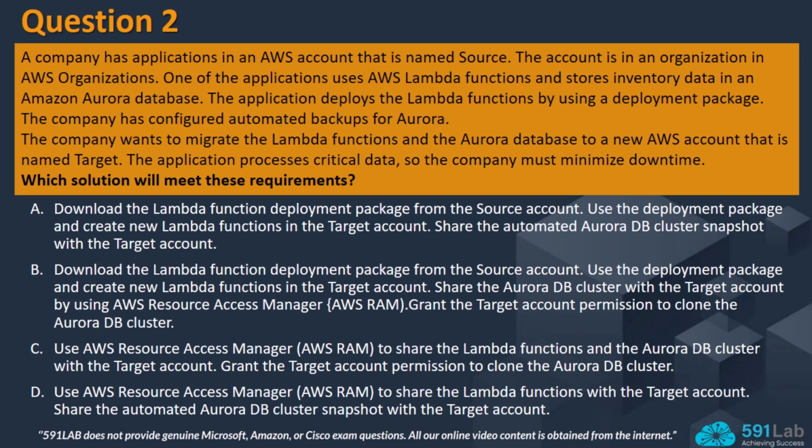The company has configured automated backups for Aurora. The company wants to migrate the Lambda functions and the Aurora database to a new AWS account that is named Target. The application processes critical data, so the company must minimize downtime. Which solution will meet these requirements?